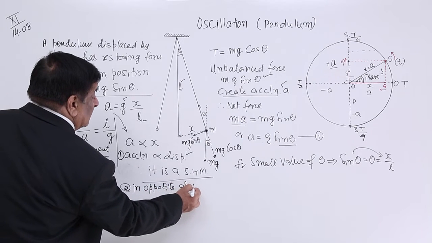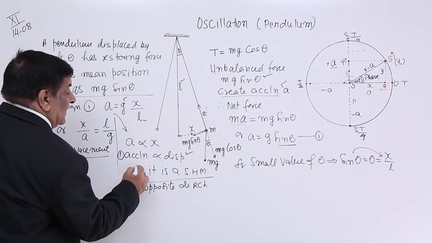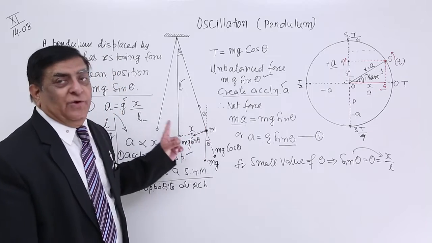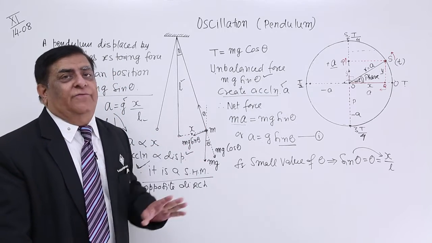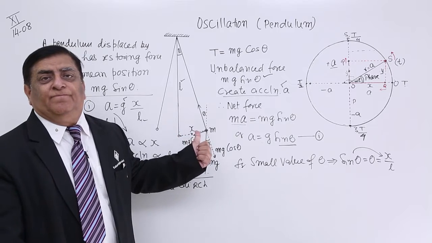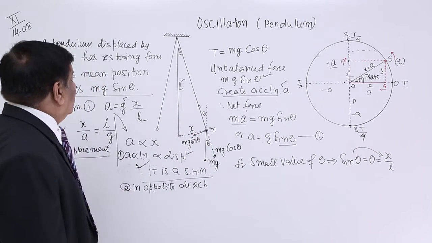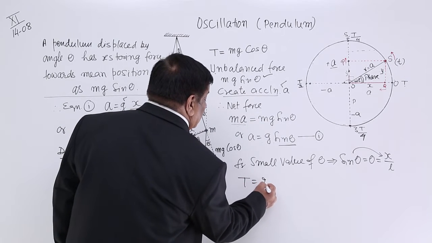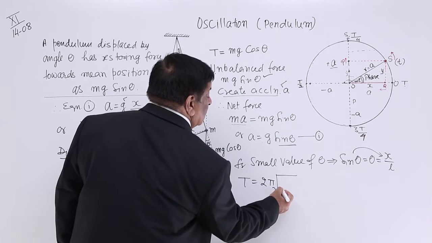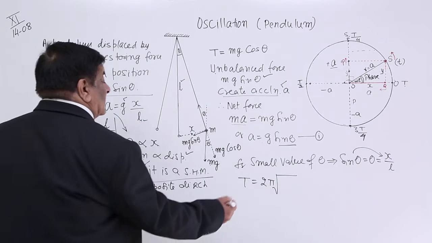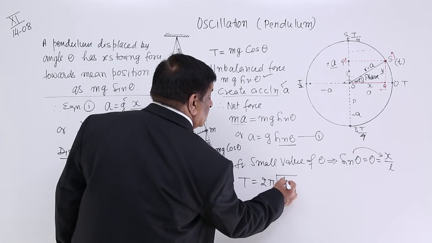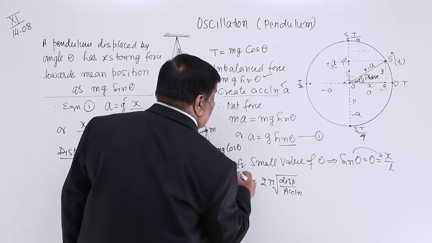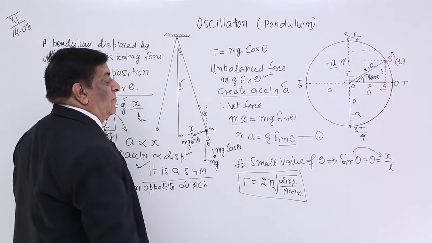And because of these two, we can declare that it is a simple harmonic motion. Now if we say it is a simple harmonic motion, we can apply all the formulas we have studied on this motion. And one of the formulas we have studied is that the time period of simple harmonic motion is equal to 2 pi root displacement upon acceleration. This is the time period for any simple harmonic motion.